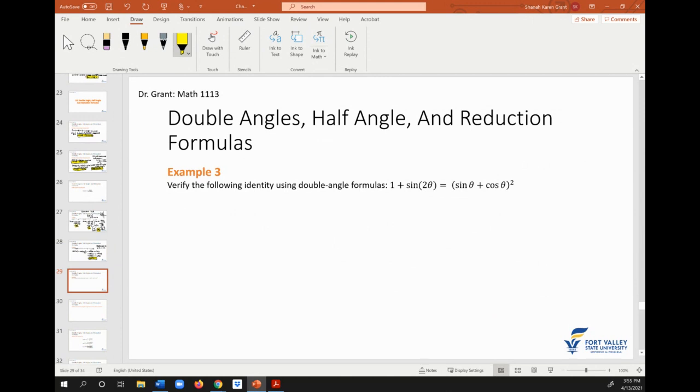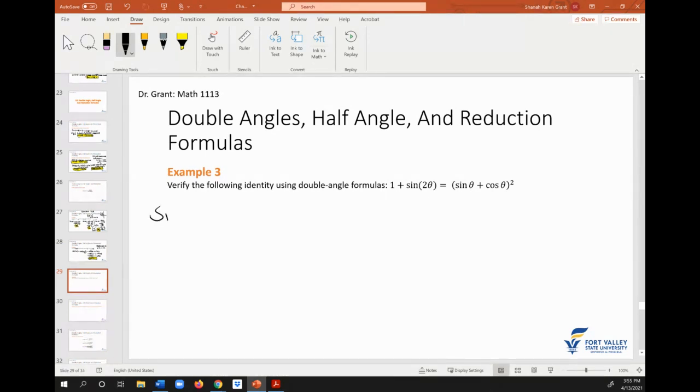Okay, so here we're asked to verify the following identity using our double angle formula. Recall that when we are verifying an identity, we start with one side, right? And we try to prove that it's equal to the other side. And you really want to start with the more complicated side. And for us, I think that's sine theta plus cosine theta squared.